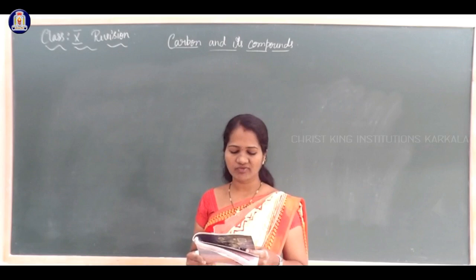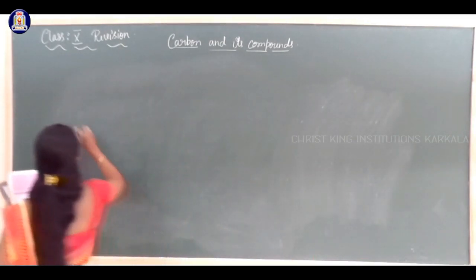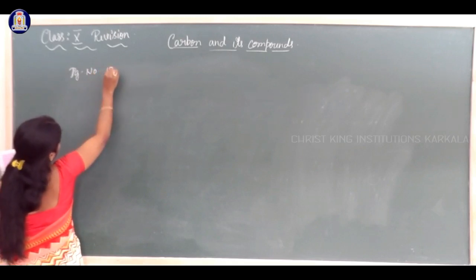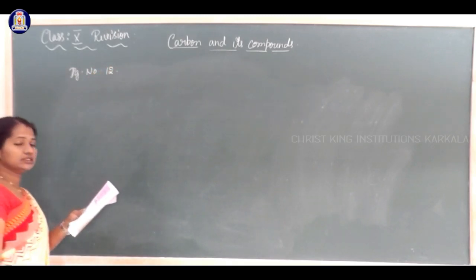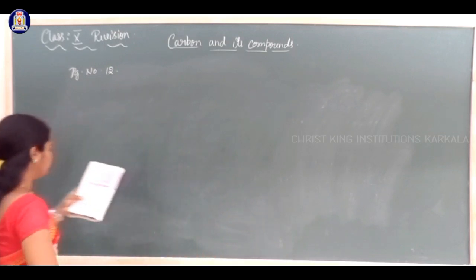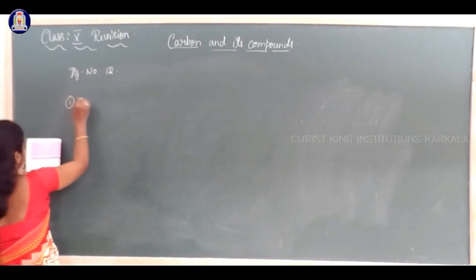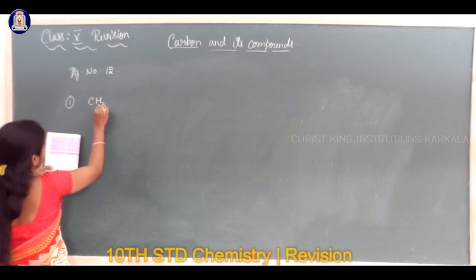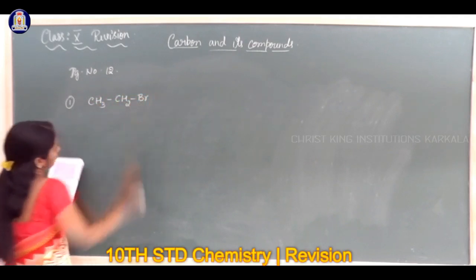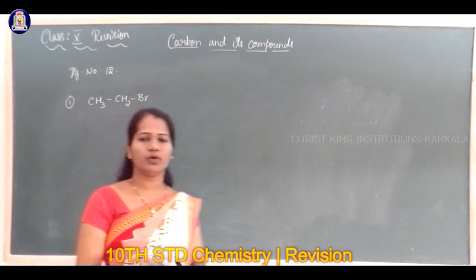Then the fifth question is given in page number 12. How would you name the following compounds? In page number 12, carbon and its compounds, questions are given. This is already solved in the notes. How would you name the following compounds? In that, the first one given is CH3, CH2, Br. So how would you name this compound?